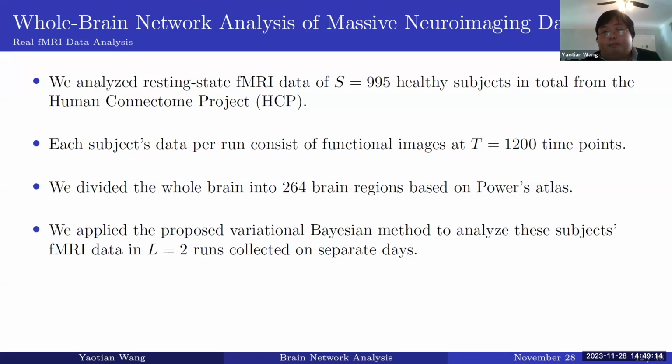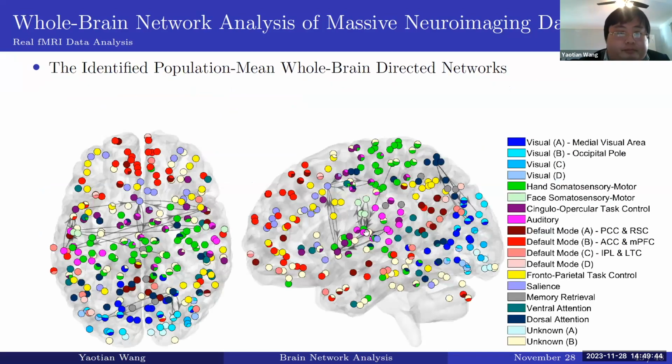In the Human Connectome Project, each subject has resting state fMRI data in 4 runs collected on 2 separate days. So here, we choose 2 runs collected on separate days to form 1 fMRI data set, and use the remaining 2 runs to form another fMRI data set to demonstrate the reproducibility. So here, I will show the results based on the first fMRI data set. And these are the identified population mean whole brain directed networks.